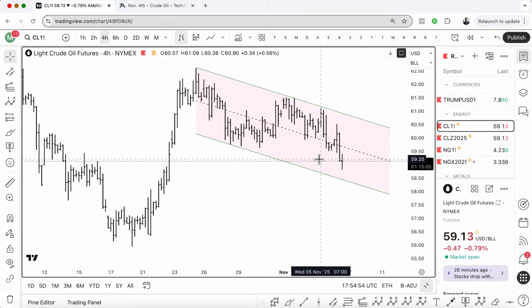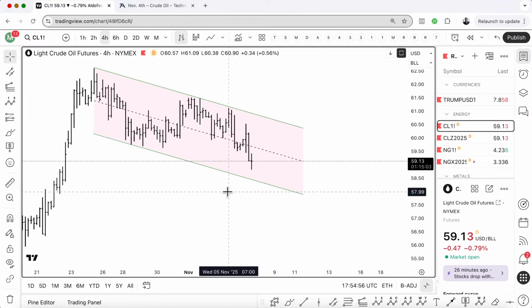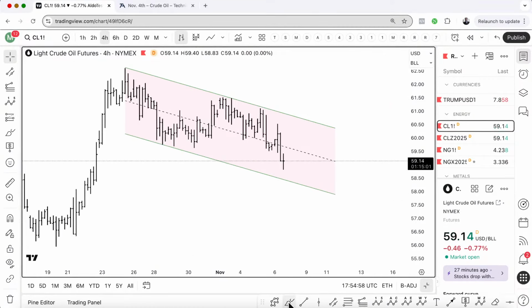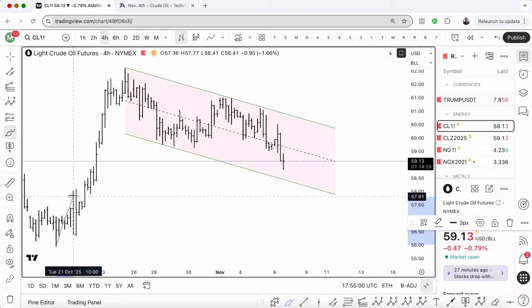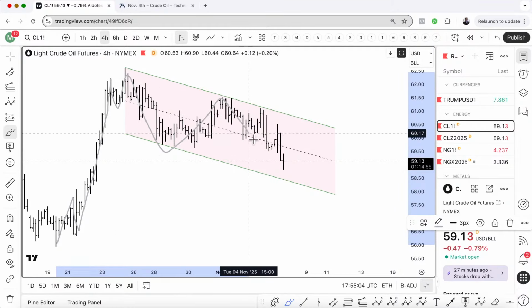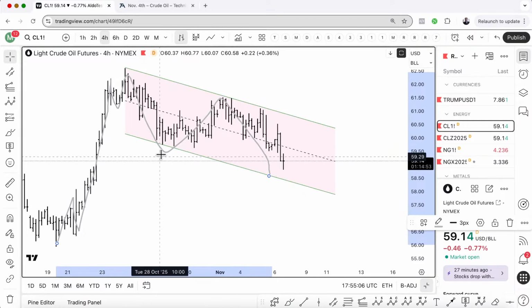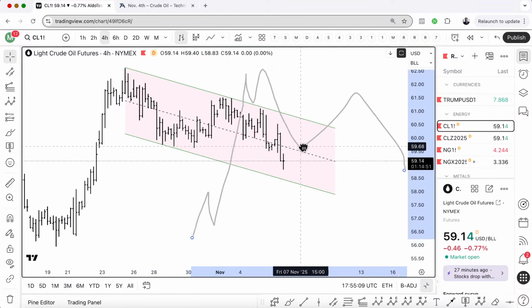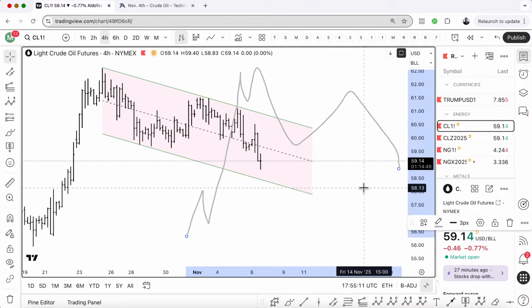Let's make it. Well, I'm going to do it like this. This time I'm going to make the drawing like this. All right? I follow prices there. And now what I'm going to do is to take it out of there so you can see it better.